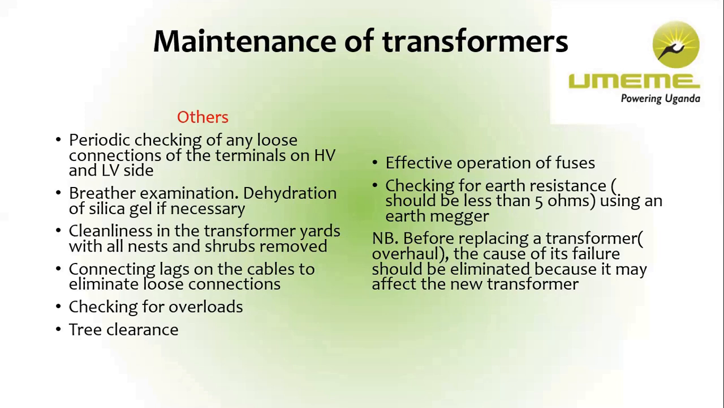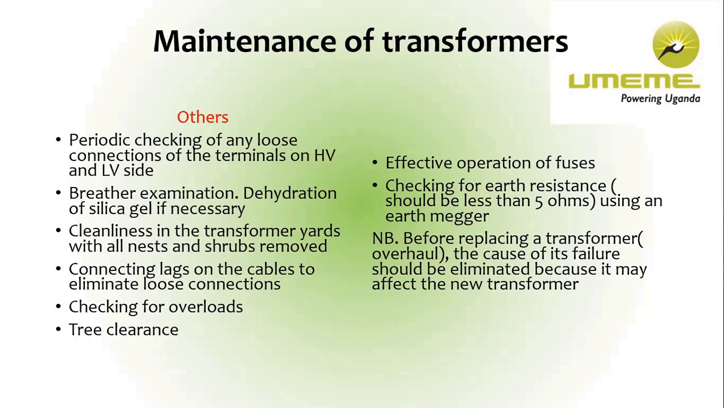Then on the LT side, we have the JPUs, we have the breakers. The JPUs are the low voltage fuses. So we have the breakers also on the LT side. All those are for protection of the transformer from any power surges.